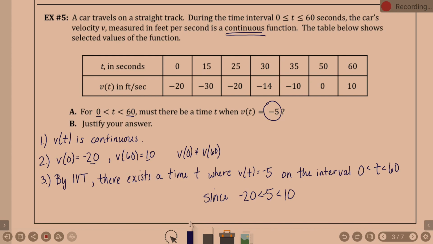Is that just because it's continuous? Right, because we have that condition that we know this is a continuous graph. If we were just looking at this chart, well, it falls into the pattern, or into the groove, but we don't know if it would actually hit that because those could just be points. We don't know if it's continuous until they tell us those words.